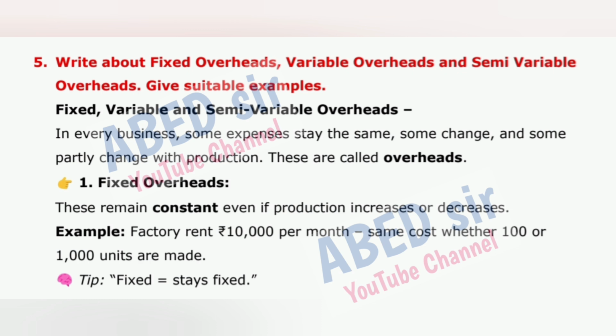1. Fixed overheads. These remain constant even if production increases or decreases. Example, factory rent 10,000 rupees per month, same cost whether 100 or 1,000 units are made. Tip: fixed equals stays fixed.